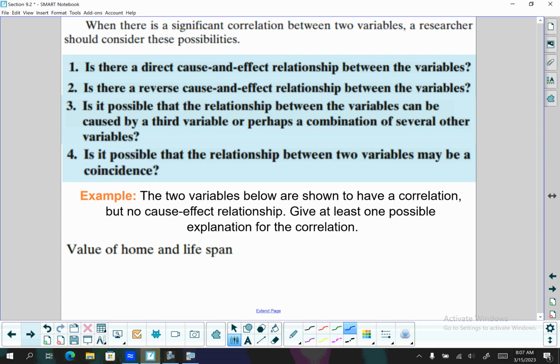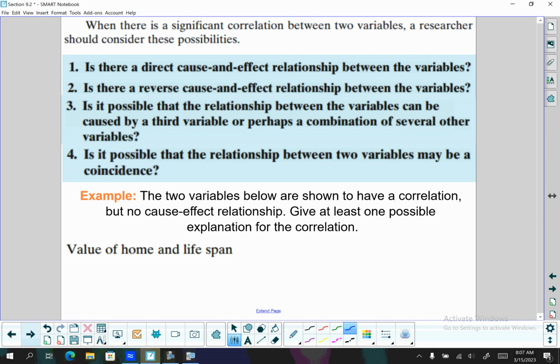And we're trying to give one possible explanation for why we see a correlation between the two. So we're comparing home value to lifespan. Maybe we graph home value on the x-axis and lifespan on the y-axis, and we see all these dots that go up from left to right. So it looks like there's this positive correlation. That doesn't necessarily mean the value of your home increases your lifespan.